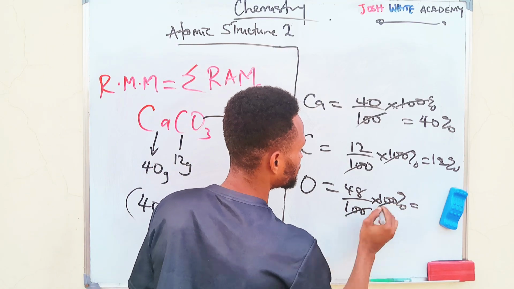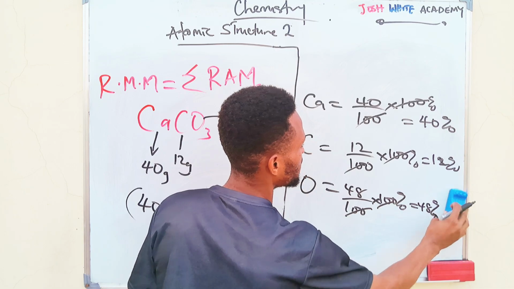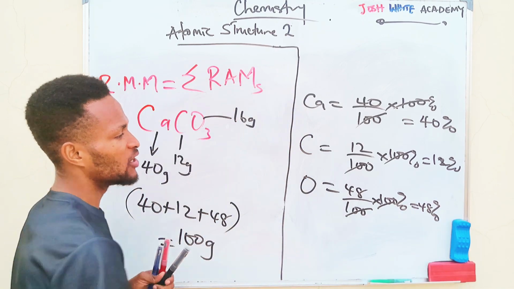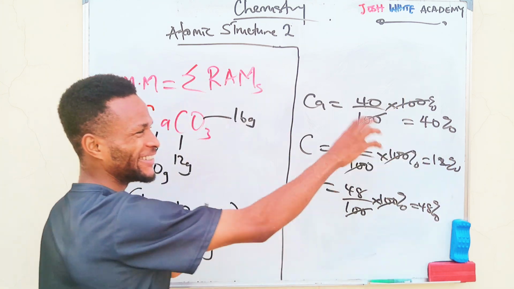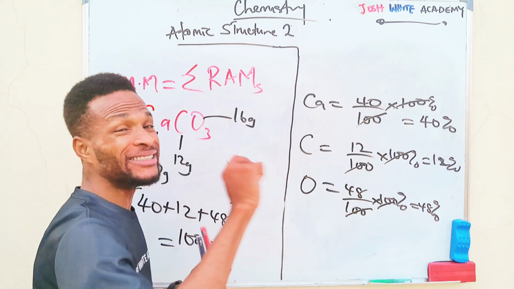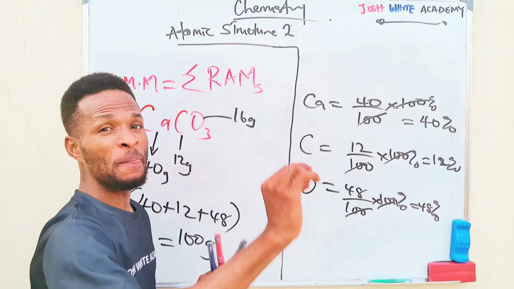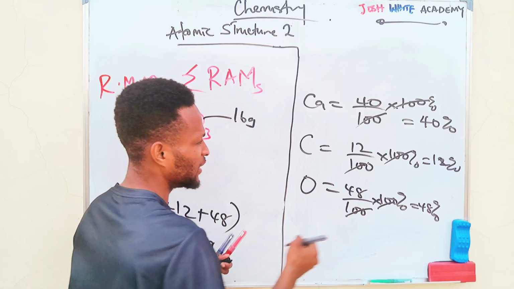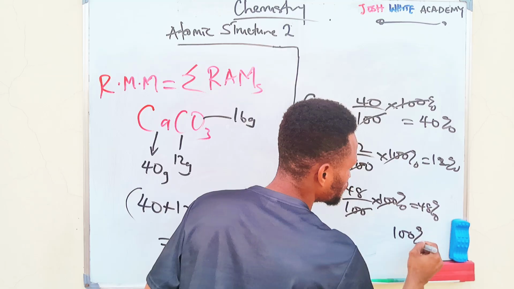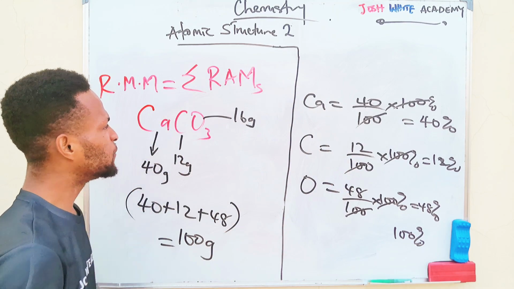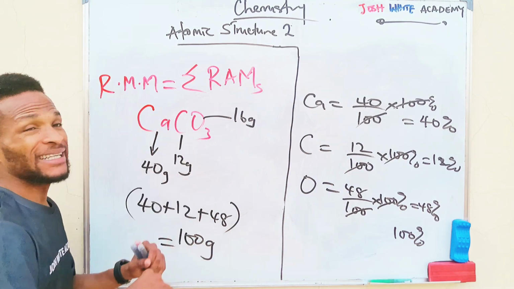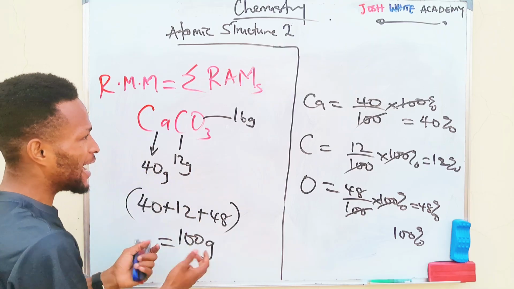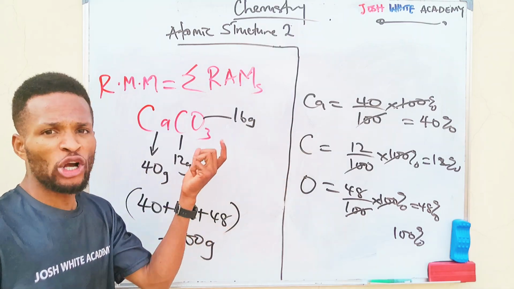This will give you 48%. Always, to confirm if your answer is correct, sum all the components of that compound. They are supposed to give you either exactly 100 or approximately 100. This will give you exactly 100%. So that's the way to calculate the relative molecular mass and percentage composition.